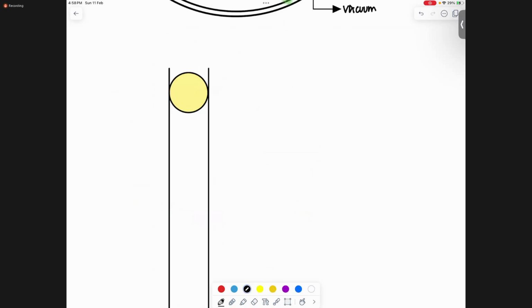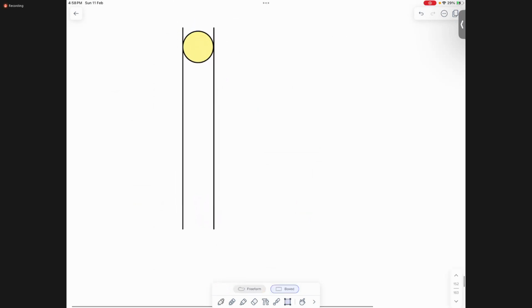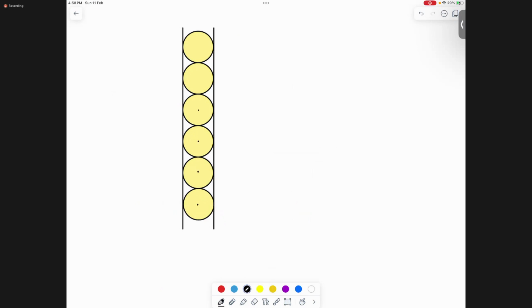Right. So these are gold atoms there. They're all stacked next to each other because gold is solid, so they barely have any molecular spacing. All next to each other, they're very tightly packed, and they all have a nucleus.